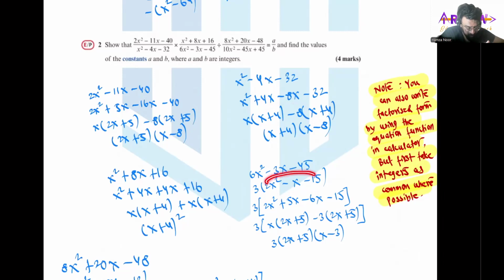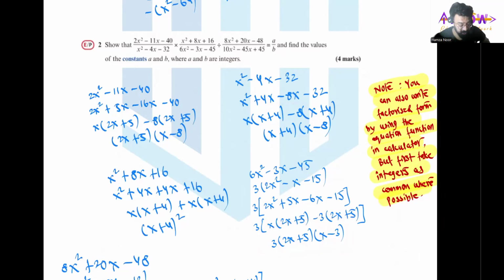So 2 times 15 is 30. And one way to write 30 is 6 multiplied by 5. And after the subtraction of the factors, we need to get minus 1 in between. So 2x square plus 5x minus 6x minus 15. Okay, so 3 as an integer is already taken outside as common. So taking x common multiplied by 2x plus 5, taking minus 3 as common multiplied by 2x plus 5. So therefore, the fully factorized form is 3 multiplied by 2x plus 5 multiplied by x minus 3.